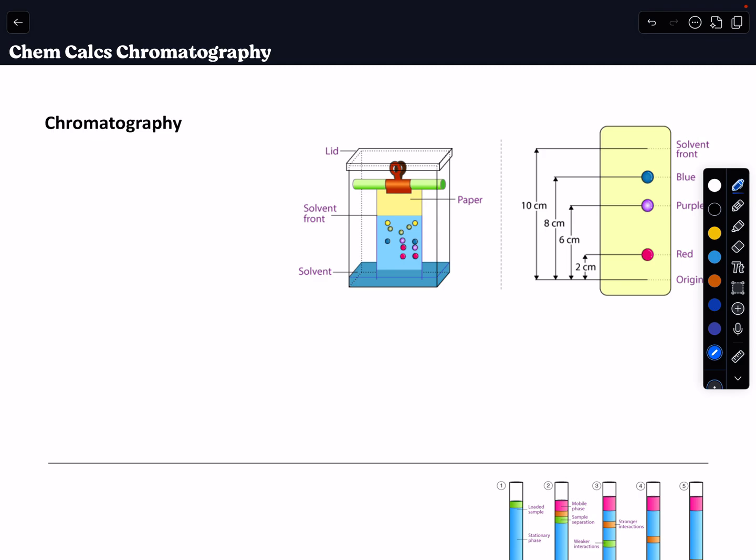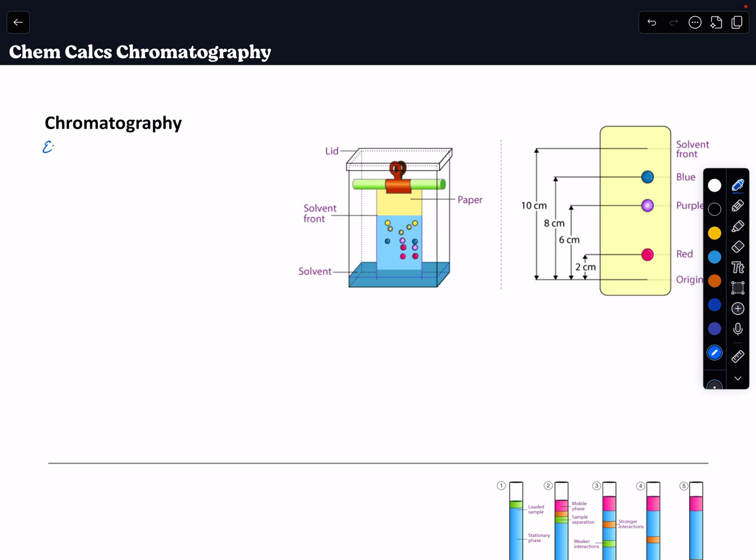The screencast is going to focus on the experimental technique of chromatography. Now, this is not a heavy calculation-based technique, but it is an important one when you're dealing with mixtures. So I wanted to make sure that everybody understood what we were talking about when it comes to chromatography.